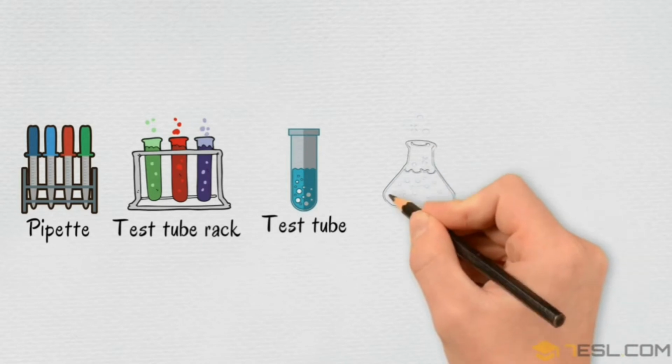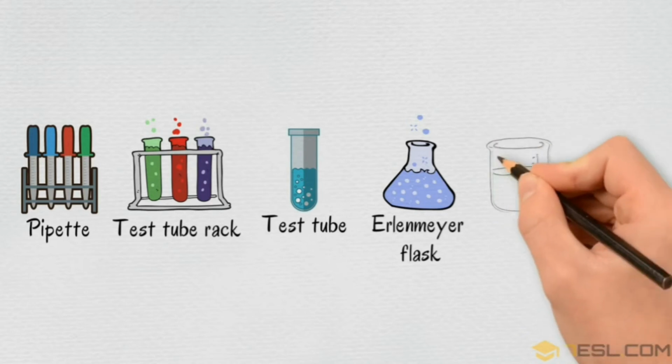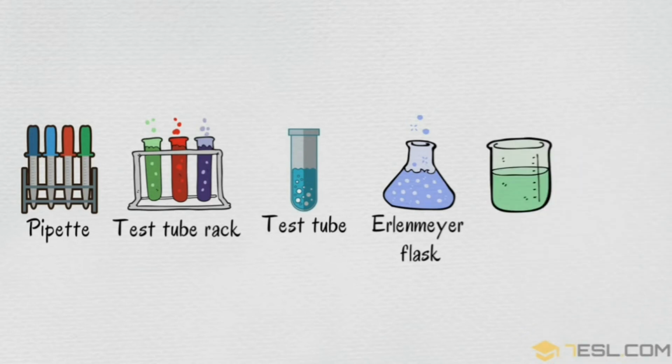And then you also have a flask. A flask is used to hold various types of chemicals. You can also use a beaker for that, or use the beaker to heat up a liquid using a Bunsen burner.